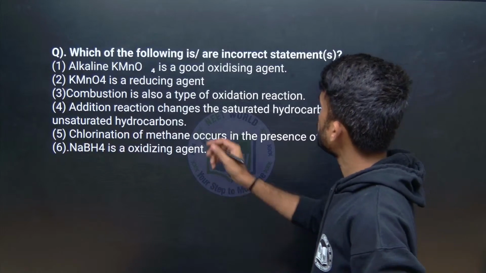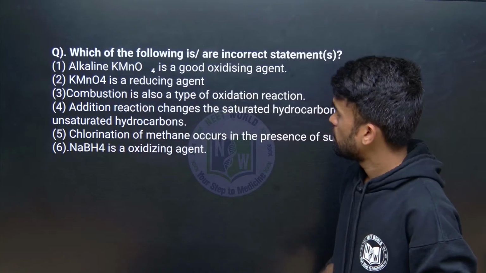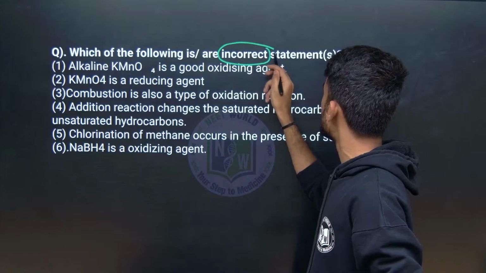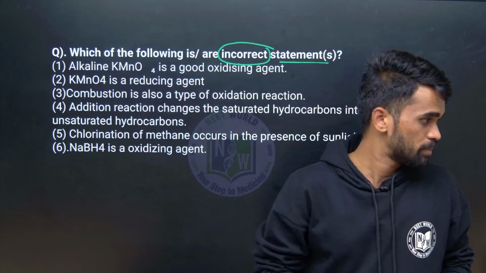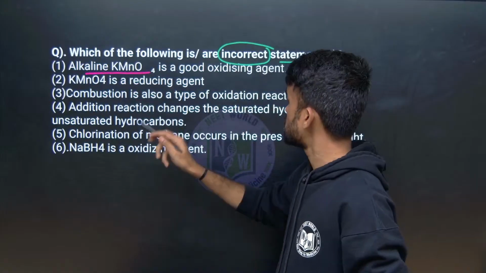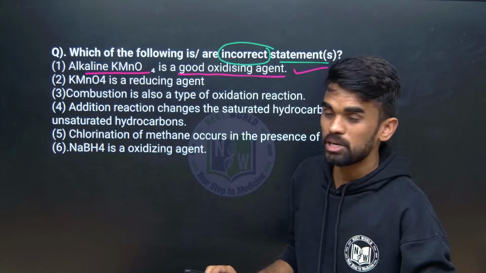Next, which of the following statements is or are incorrect? Okay, so tell me which of the following is incorrect. They are asking about the incorrect statements in the given 6 statements. Yes, tell me. So alkaline KMnO4, yes, we have discussed, it is a good oxidizing agent. Yes, this is a correct statement. They are asking about the incorrect one.